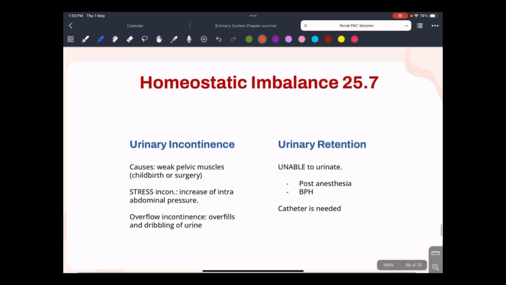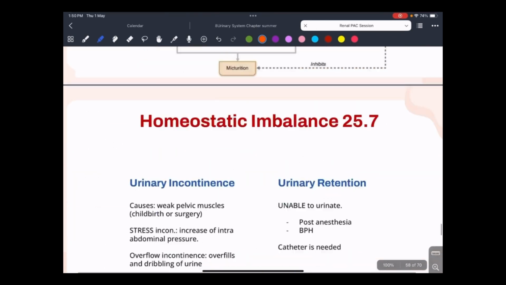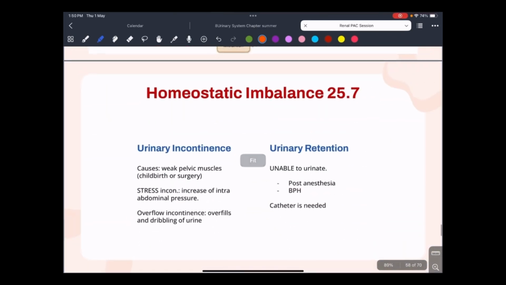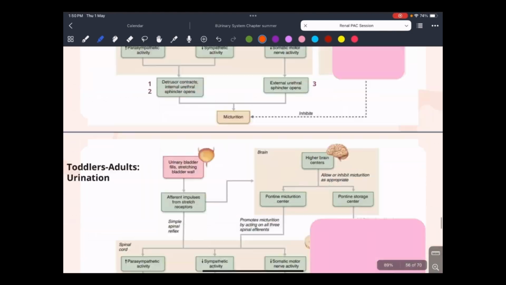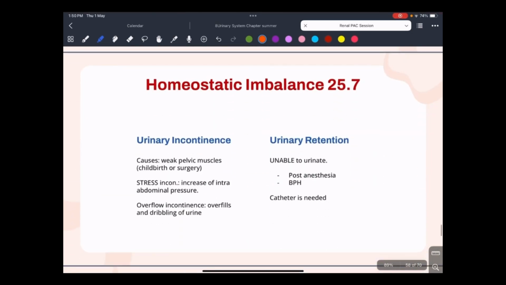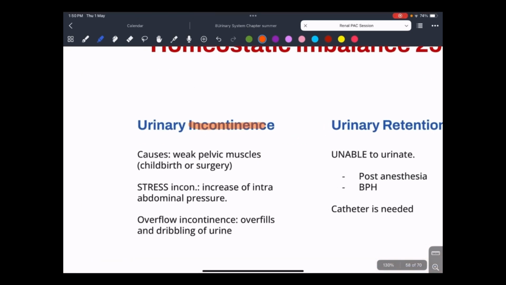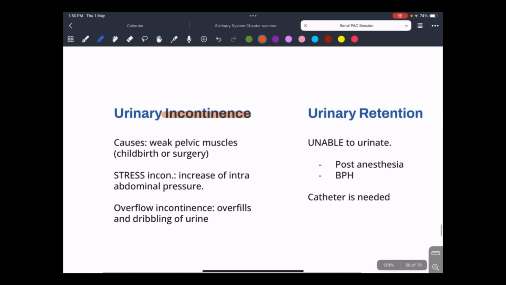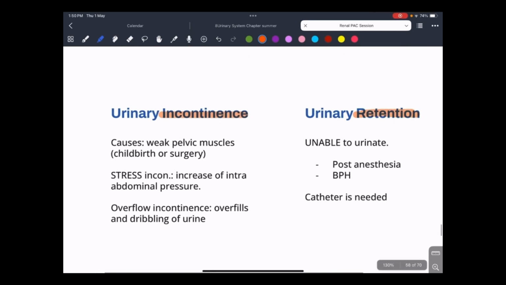Then we have, I think this is our last homeostatic imbalance. Of course, you see these three things, all of them could go wrong, which is when we get our homeostatic imbalance. You either have urinary incontinence, which means the person cannot control the urine, or urinary retention. So here, they cannot stop urinating. It's not under their control. And here they cannot urinate. The opposite of each other.